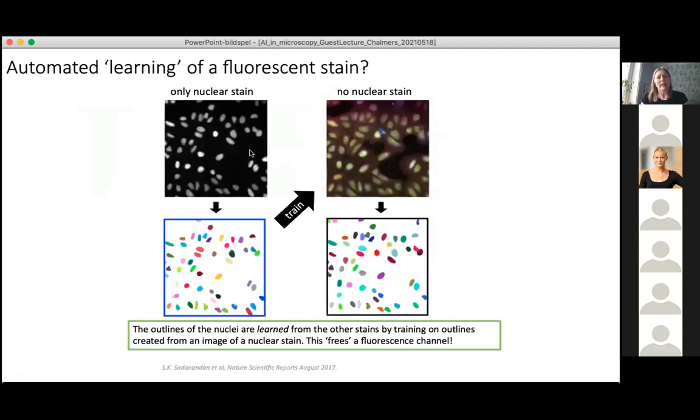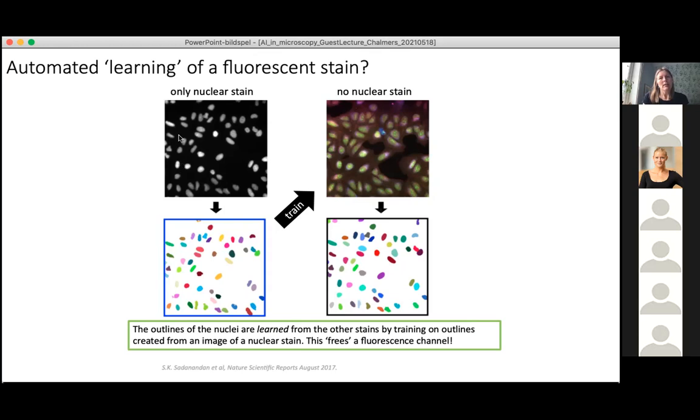In a similar way, when you work with fluorescence, you are limited by the spectra of both the excitation and the emission of the fluorescence. So you cannot have an unlimited number of stains at the same time. But if you imagine that you wanted to expand the number of stains, but still extract as much information, you could see if there's any of the stains that you could learn from the other stains.